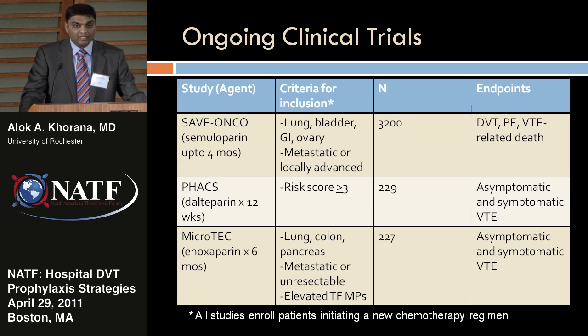And a third study is looking at a biomarker. This is the PROTECHT study, which looks at tissue factor levels and is only prophylaxing patients with high tissue factor levels and then observing whether we can reduce VTE events in that population. So these are, I would submit, 3 very different and very innovative approaches to prophylaxis.